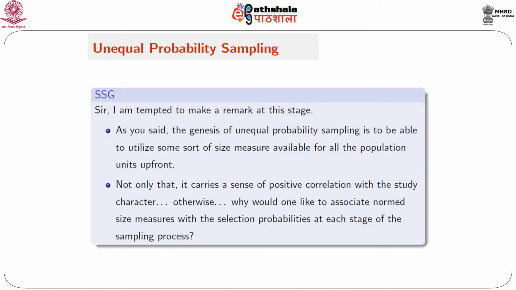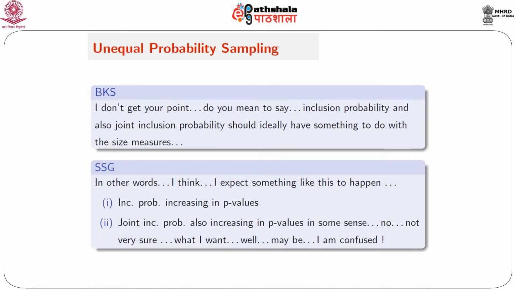As you said, the genesis of unequal probability sampling is to be able to utilize some sort of size measurement available for all the population units up front. Not only that, it carries a sense of positive correlation with the study character. Otherwise, why would one like to associate the normed size measures with the selection probabilities at each stage of the sampling process? I don't get your point.